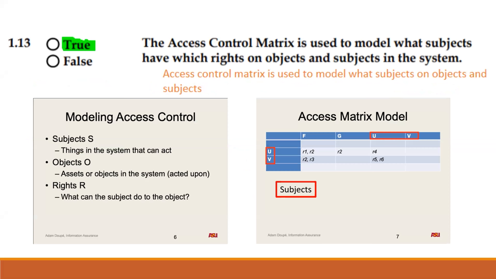The access control matrix is used to model what subjects have which rights on objects and subjects on the system. This is true. As we can see from the slides that Adam has, in the access control matrix model, these right here are subjects, and these are also subjects here, and actually right here are going to be files or objects. So we can see that subjects have possible rights on different objects or on other subjects.